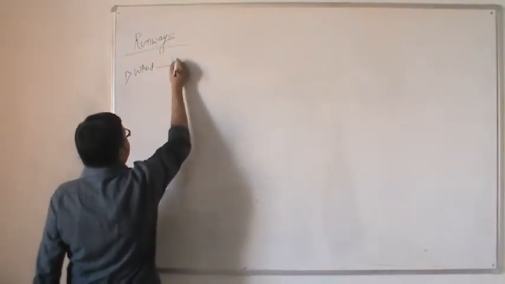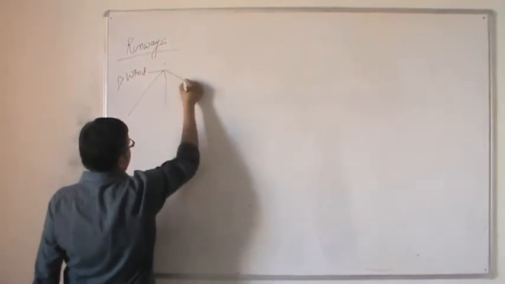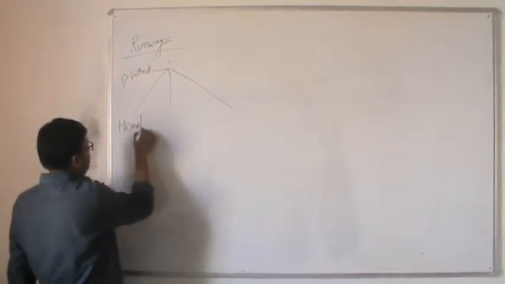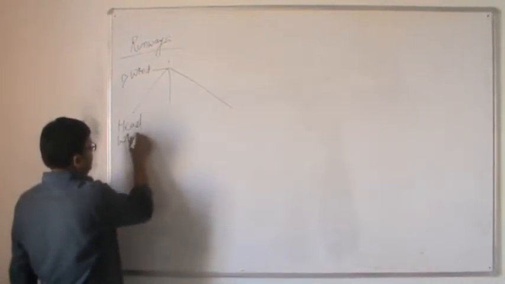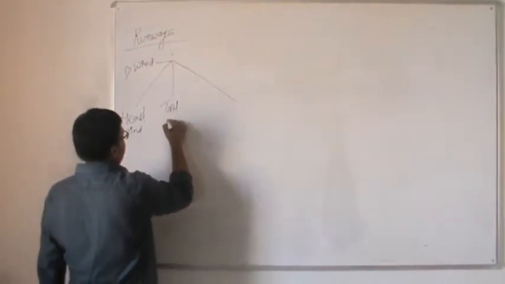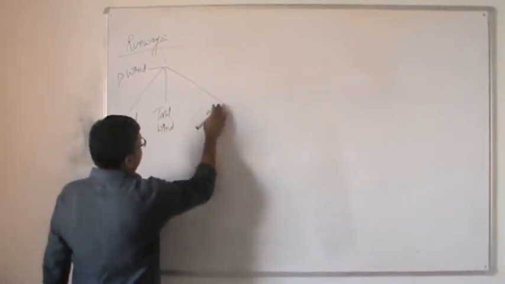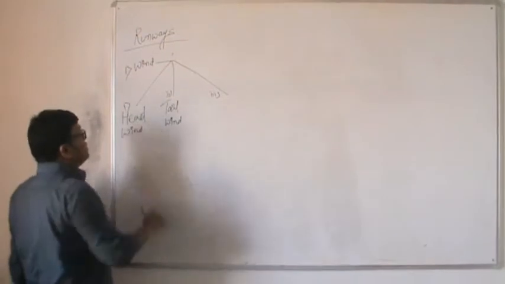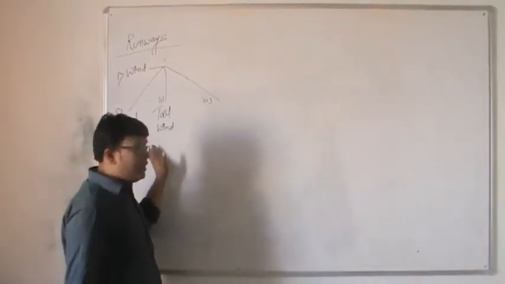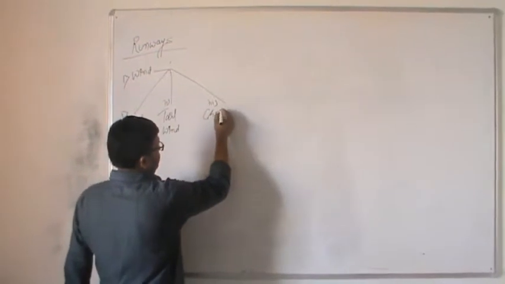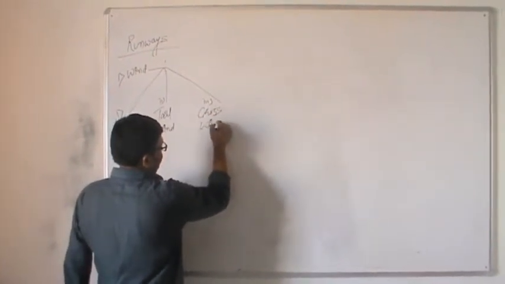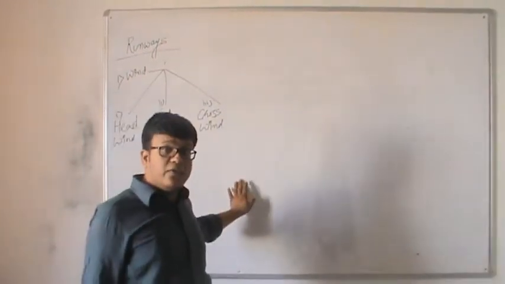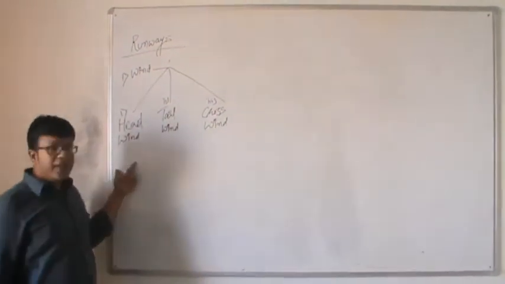So we have three types of wind. One is the head wind, then the tail wind, and the last one is the cross wind. So what is the head wind? This is the wind which is acting in the opposite direction of the nose or head of the aircraft, that is known as the head wind.